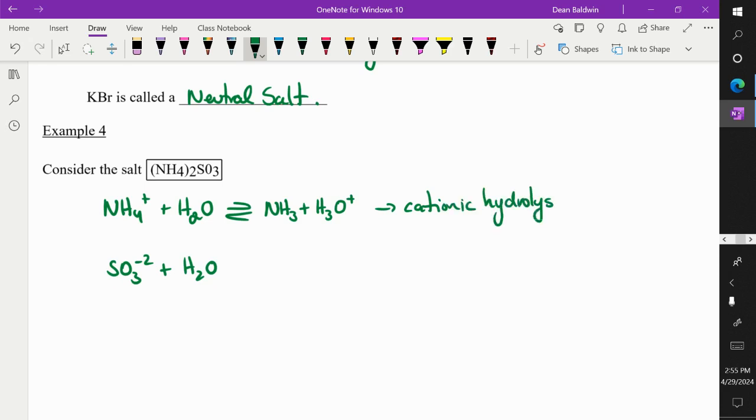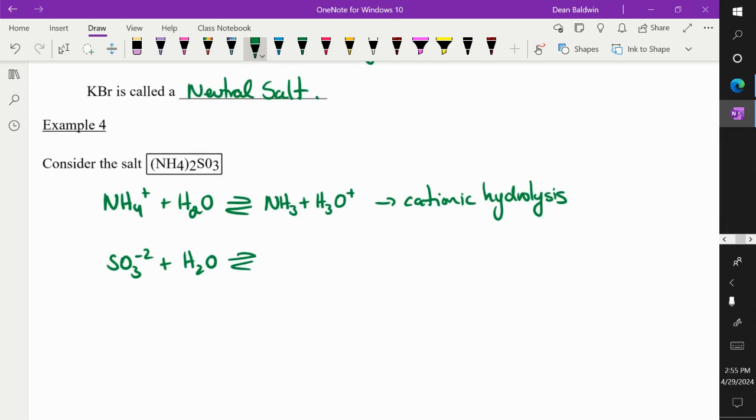What about the SO3 2 minus? What's it going to do? It's going to accept. Will that form HSO3 minus? All you have to ask yourself is, is HSO3 minus a strong acid? It is not. Therefore, they both happen, because this is a weak acid. You can check your table if you don't believe me. So we get both anionic and cationic hydrolysis happening.